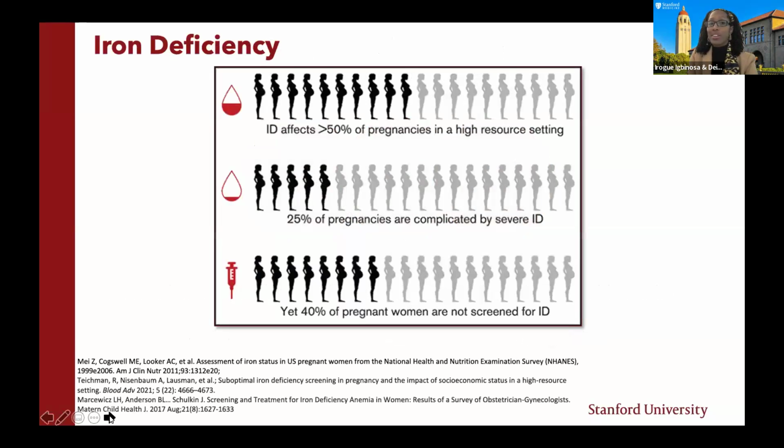And so this diagram here, I really like it because it speaks to how common iron deficiency is. This is a study of women who received care in a high resource setting. And we see that 50% of pregnancies in the top line were affected with iron deficiency. 25% of pregnancies had severe iron deficiency. And then most importantly, at the end, there were 40% of pregnant women who weren't even screened for iron deficiency. So this is a really common problem, and you'll hear people ask why aren't we screening for it? How can we improve in that regard?